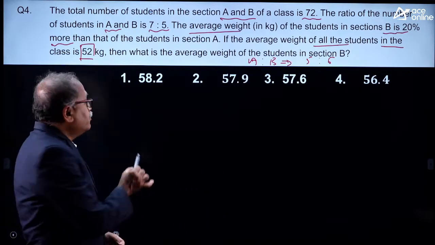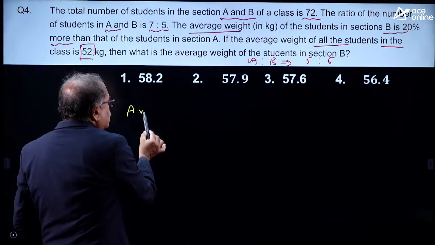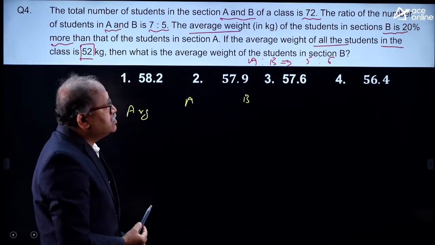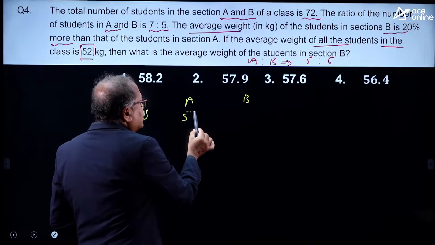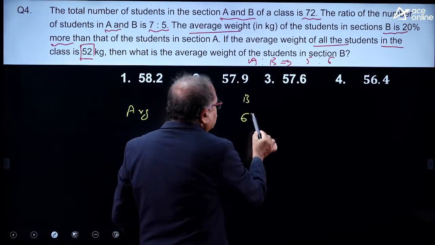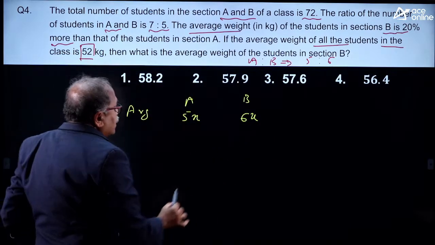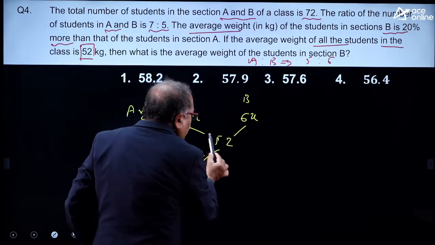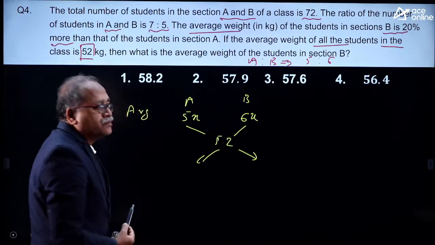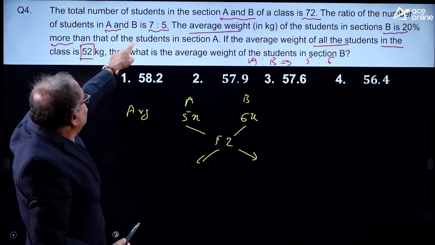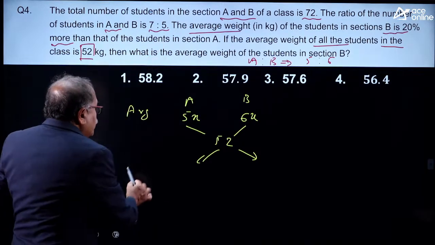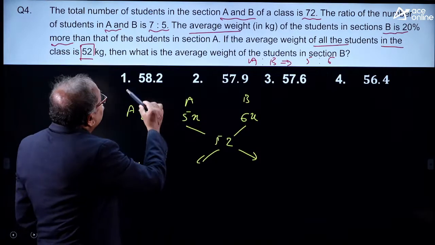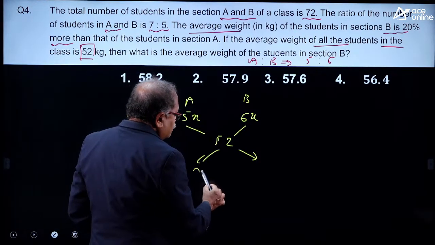So, how do we do it? The averages are given to us for A and B, which are in the ratio of 5:6. So if I consider the variables 5x and 6x, and the overall average is 52, then the differences are in the ratio that gives the number ratio, and that is 7:5.